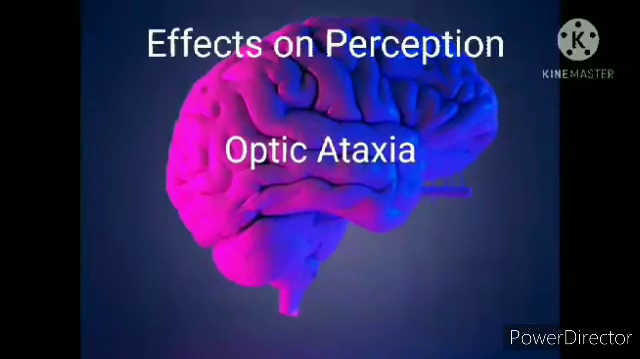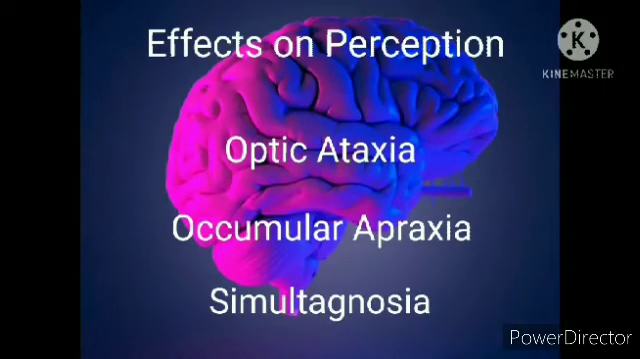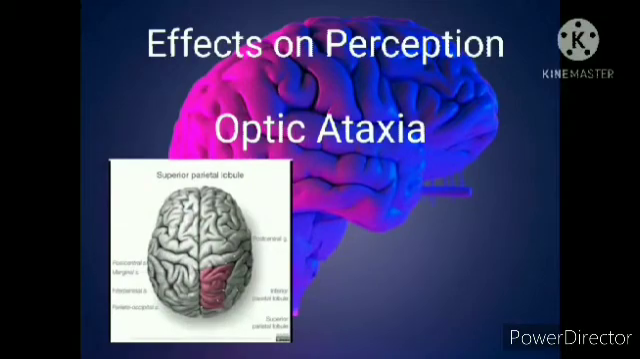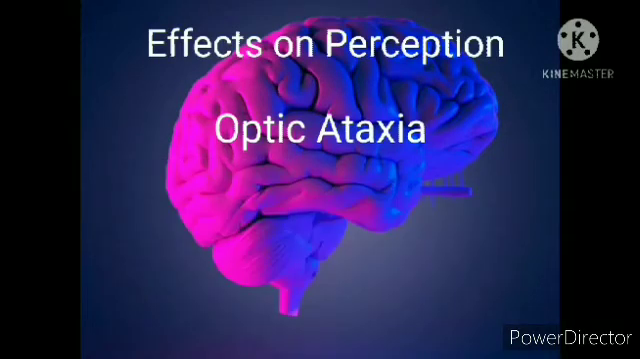Effects on perception. Since its effect is the triad, which is optic ataxia, ocular apraxia, and simultagnosia, how is perception affected? The superior parietal lobule has been shown to be the main center for visual control of movements. SPL is located at the parieto-occipital junction. Neurons in the SPL coordinate visual and hand movement required to reach an object based on visual stimulus. Thus, damage to SPL has been postulated to be the reason for optic ataxia.